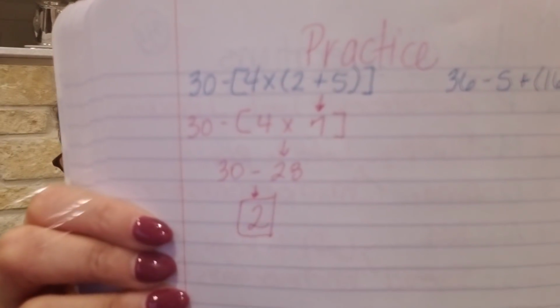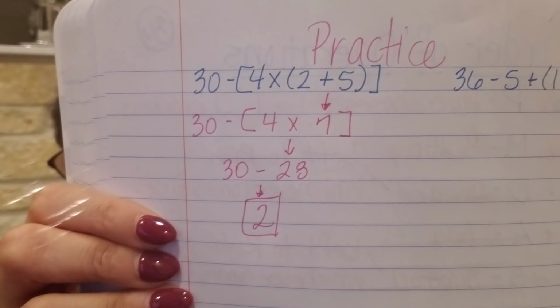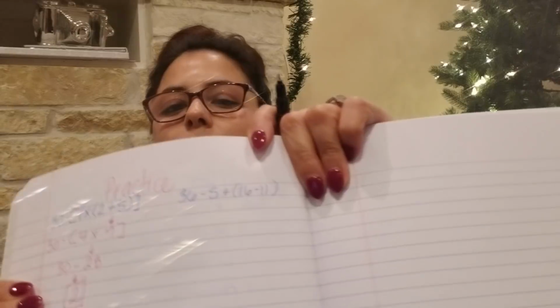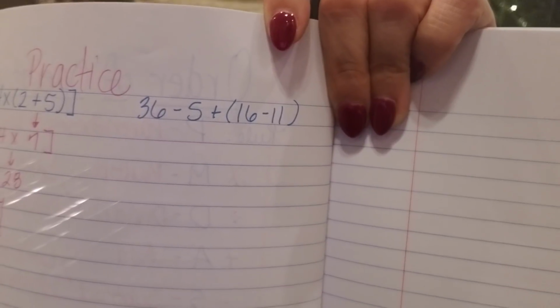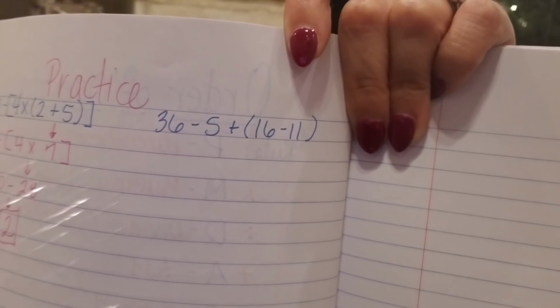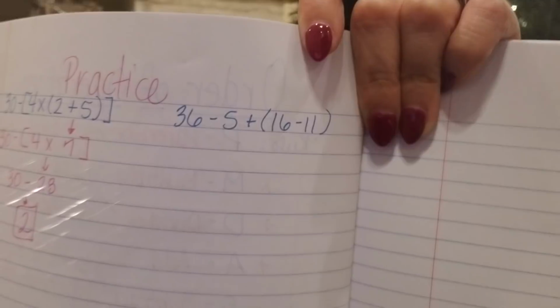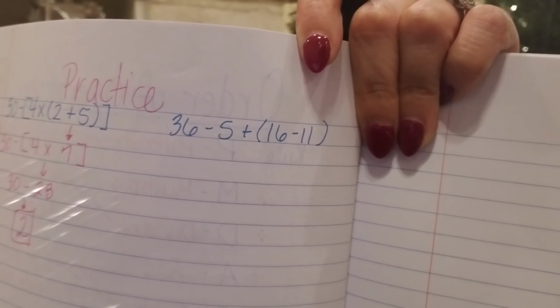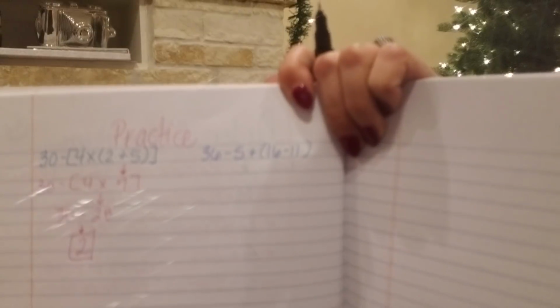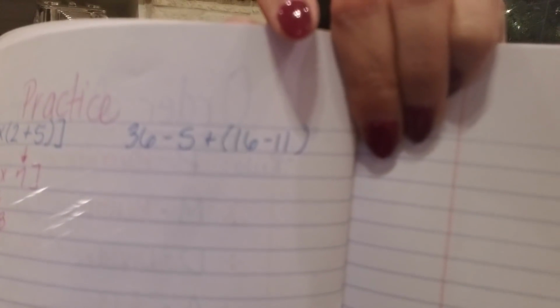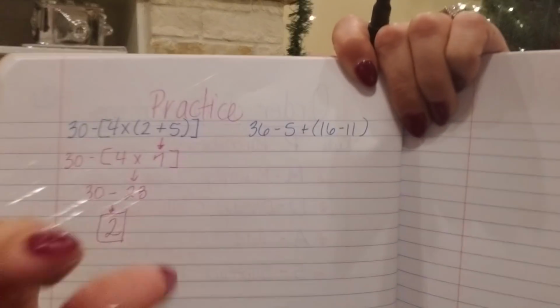Okay, pretty simple. All right, let's move on to the next one. And sorry guys, it's a little hard for me to see. So we have 36 minus 5 plus parentheses 16 minus 11. Okay, so we need to make sure that that's written down correctly, obviously. Okay, so what do I notice? I notice that I have parentheses and I don't want to, there we go. Why is it not focusing?